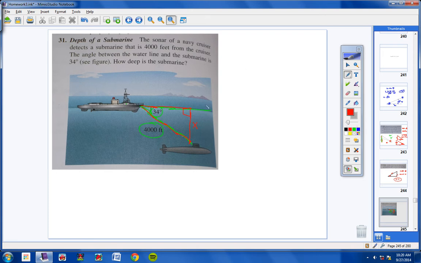We're dealing with opposite and hypotenuse, so that would be sine. So the sine of 34 degrees equals opposite over hypotenuse. Multiply both sides by 4,000. 4,000 sine 34 degrees equals x. So with my calculator very quickly, 4,000 sine of 34 degrees, and you will get 2,236.77. So I'm going to round that to 2,236.8. So 2,236.8 feet is how deep the submarine is, okay?